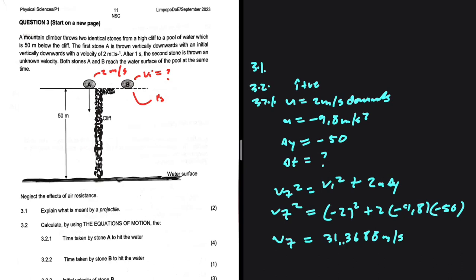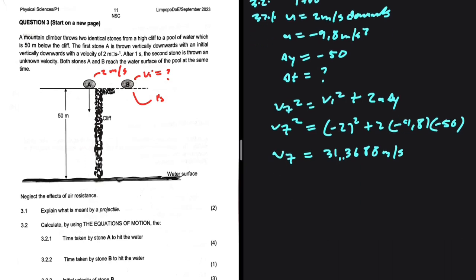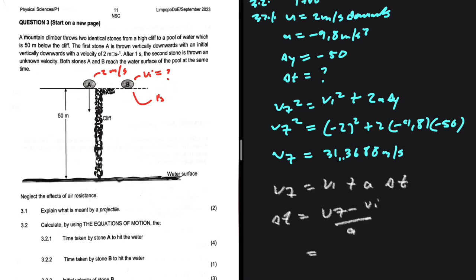When I use it next, I'm going to put a negative sign. You need to be aware of that, right? So now that I have VF, I'm going to say that VF is equal to VI plus A delta T. So delta T is equal to VF minus VI divided by the acceleration.